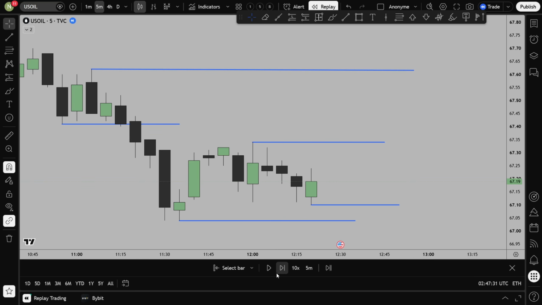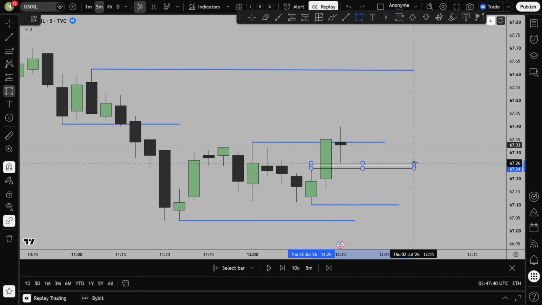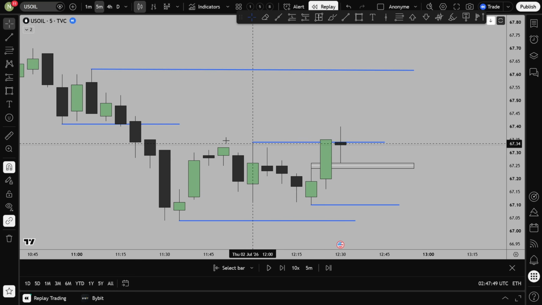So in here, we're going to wait. Here we have our break. Great. It is also with a fair value gap, which means there was an impulse, a clear impulse of buyers being aggressive and winning this auction.